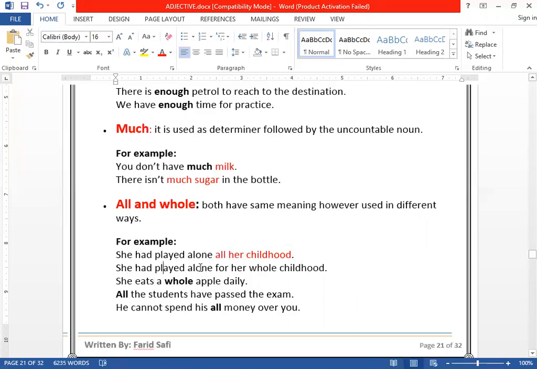She had played along for her whole childhood. Can you see childhood? It's a noun. Whole is a quantity adjective. She eats apple. Apple is a noun. Whole apple, whole is a quantity adjective. All students, students is a noun. Clear? All money, money is a noun. All is called what? Quantity adjective.